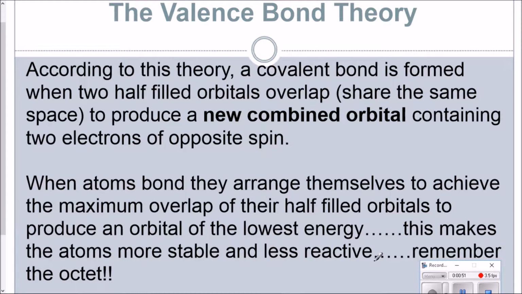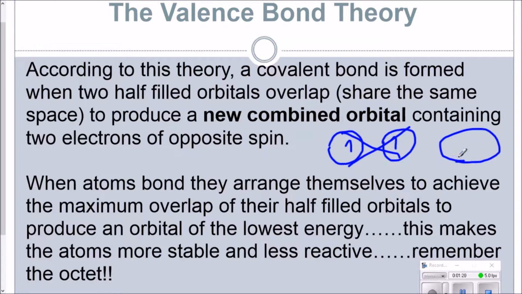So what is the valence bond theory? Well, a covalent bond is formed when you have two half-filled orbitals overlapping. They share the same space, and they combine to produce a new orbital containing two electrons with the opposite spin. Imagine we had two s orbitals approaching each other, and they wanted to form a covalent bond. Well, they actually have to form a brand new orbital, almost like two soap bubbles coming together. They form one new orbital, and they have opposite spins, and that is a covalent bond.